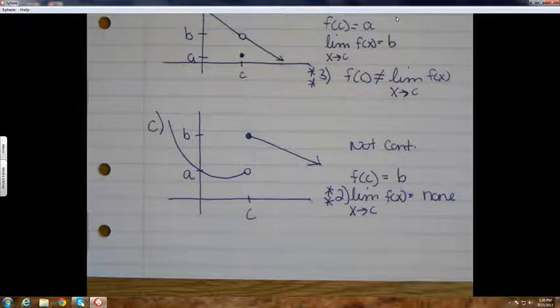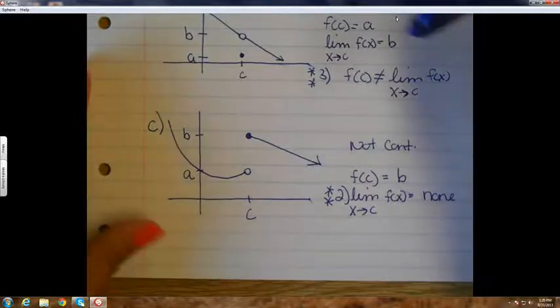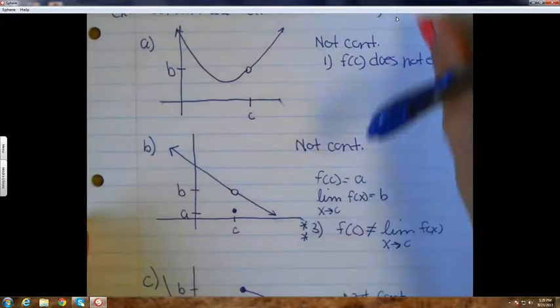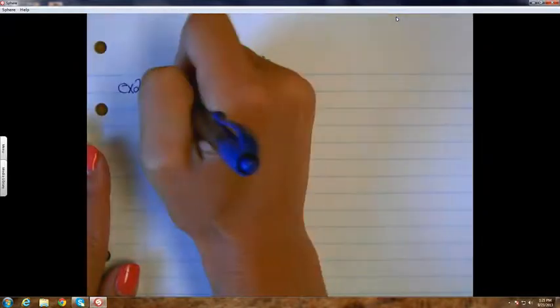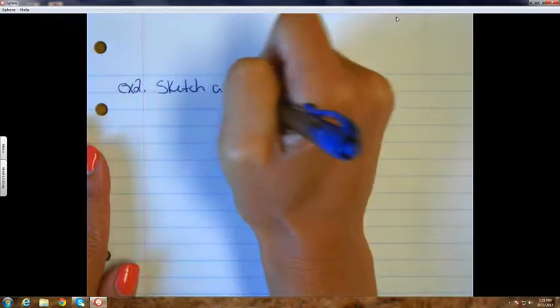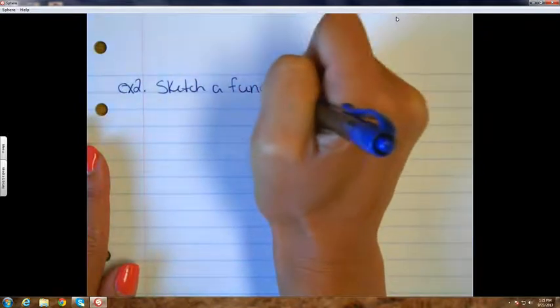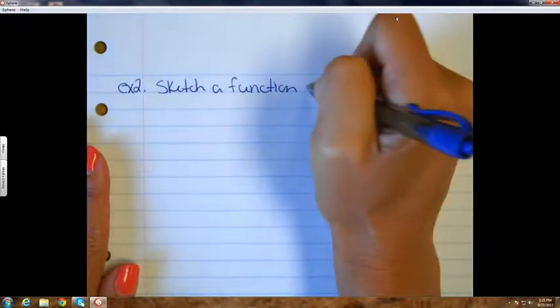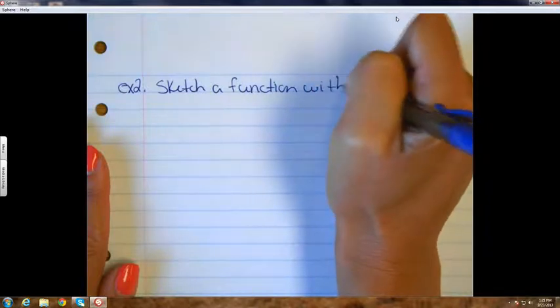Okay. Moving on to some problems like you're going to have in the homework. And these are the most challenging ones. We'll start easy to build your confidence. You have to sketch a function with the given conditions. So, example 2, sketch a function with the given conditions.